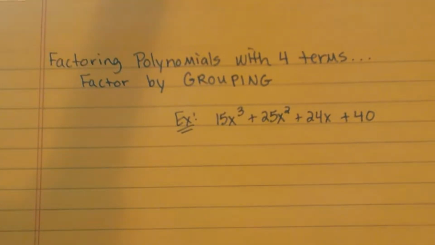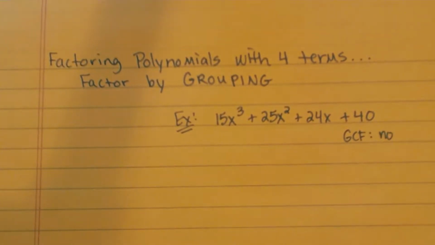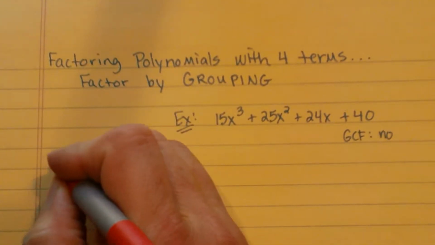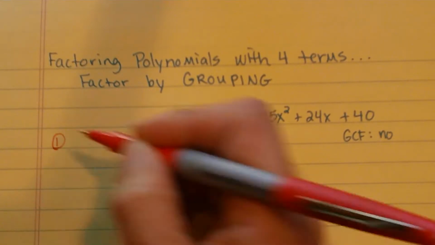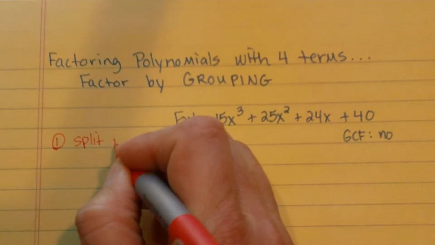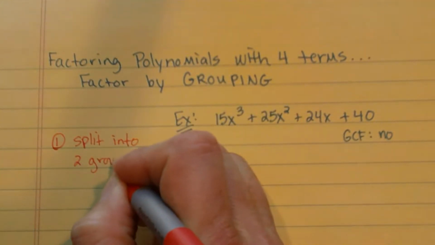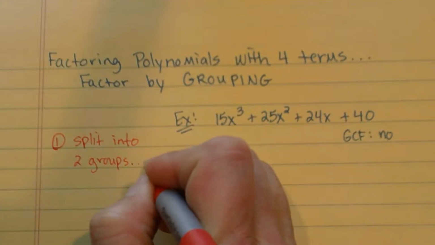Now the first step in factor by grouping, well, in all factoring really, is we want to check and see if there's a greatest common factor between all of those terms. And in this one there's not. So then we'll go on to what's really the first step of factor by grouping, and that is to split your polynomial into 2 groups. That's probably where they got the name, factor by grouping.